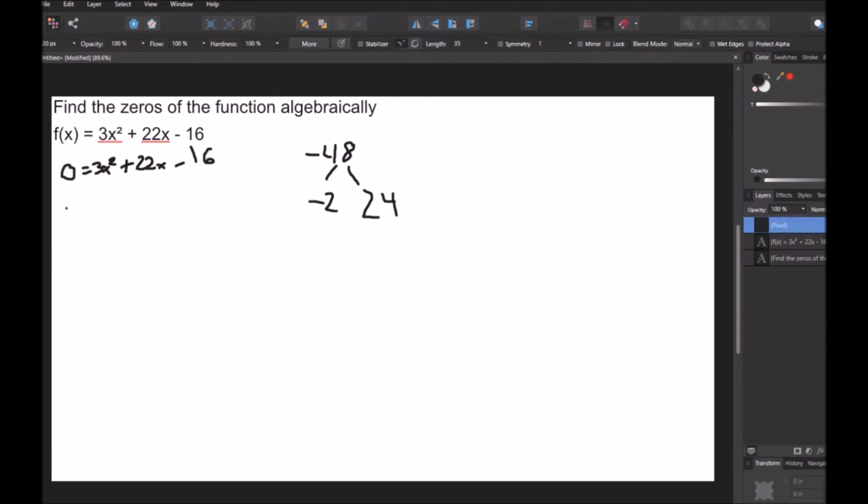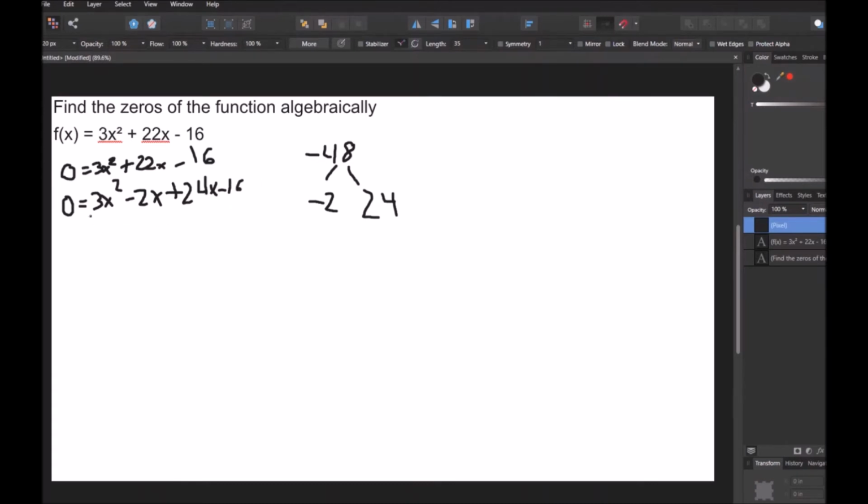So then with that information, I'm going to rewrite this as 3x squared plus 24x minus 2x, other way around, 3x squared minus 2x plus 24x minus 16.